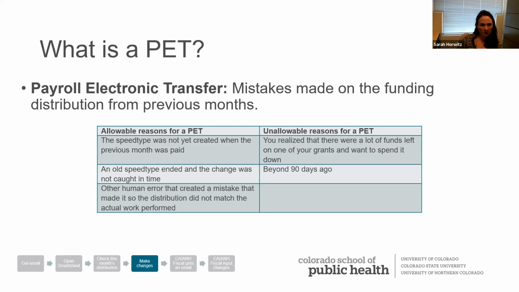An unallowable reason for a PET is that you are at the end of a project and you realize, oh, I have a lot of funds left in this project, I want to try to figure out how to use them, so I'm going to change back a lot of my months behind me. That's not an acceptable reason for a PET.